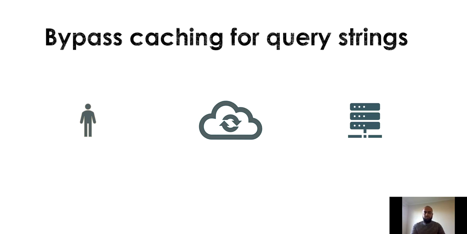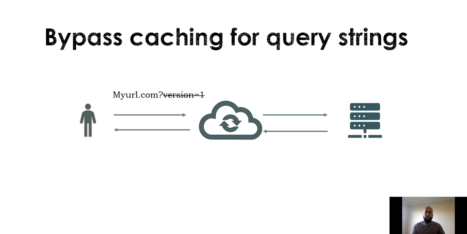Now the second option was bypass caching for query strings. You make a request, right? What it does is basically just rips out your version altogether and sends it to the origin server. The origin server responds, and then you get a response from myurl.com. So it doesn't bother about the query string at all, right? So that's your second option.